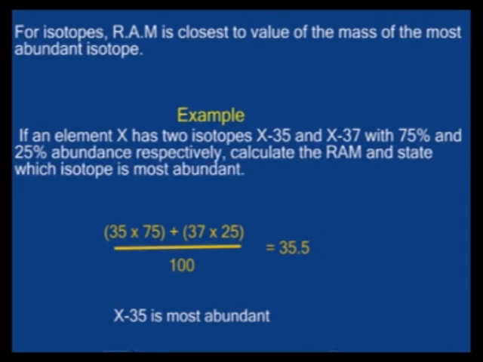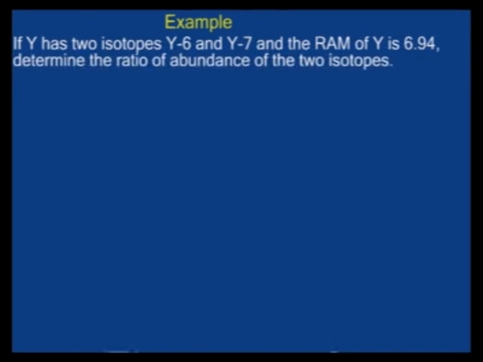Now the abundance can also be given in terms of ratios. So let's look at a more complex example. If an element Y has two isotopes, Y6 and Y7, and the relative atomic mass of Y is 6.94, determine the ratio of the percentage abundance of the two isotopes.